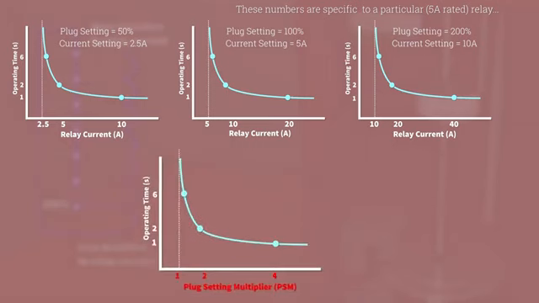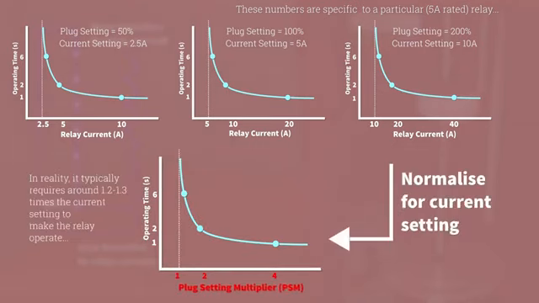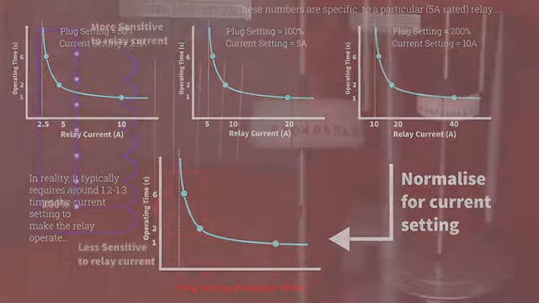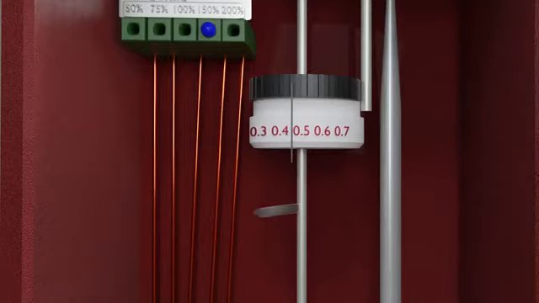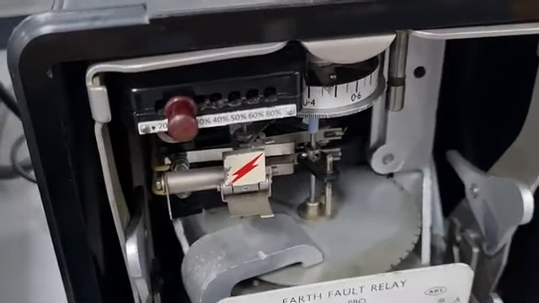But instead of having a graph to show each plug setting separately, we can normalize to the current setting, and this means you only need a single graph to show all possible plug settings. The x-axis is now called the plug setting multiplier, and this is a more universal way to show a particular relay characteristic. The second method to configure the relay is called the time multiplier.